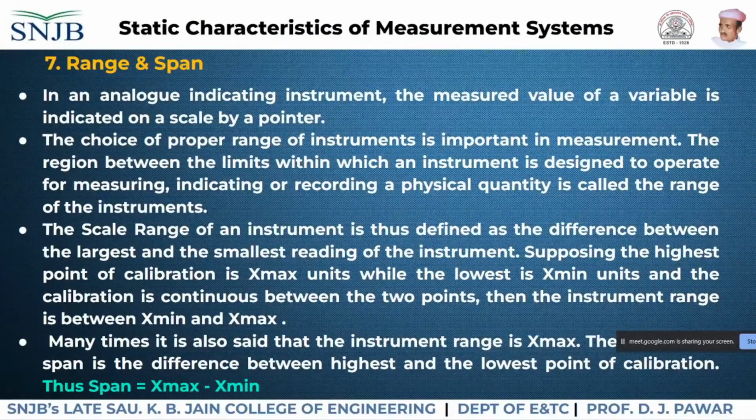आता रेंज आणि स्पॅन काय असतं? In an analog indicating instrument, the measured value of variable is indicated on a scale by a pointer. Pointer could be digital, like a digital 7-segment display could be there, or it could be analog gauge, like meter. काटा आणि मीटर असतं तसं. The choice of proper range of instruments is important in measurement. The region between the limits within which an instrument is designed to operate for measuring, indicating or recording a physical quantity is called as a range of the instruments.